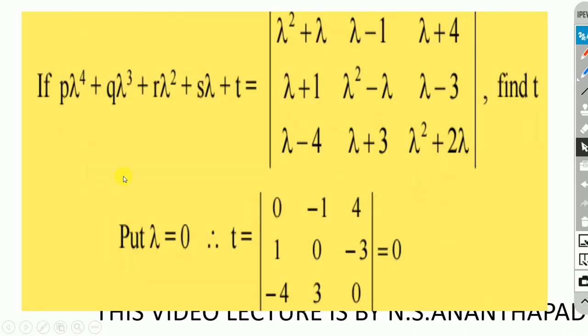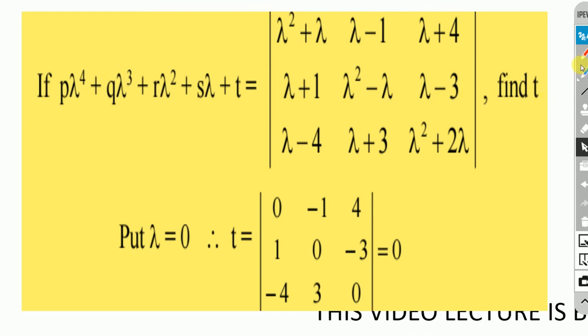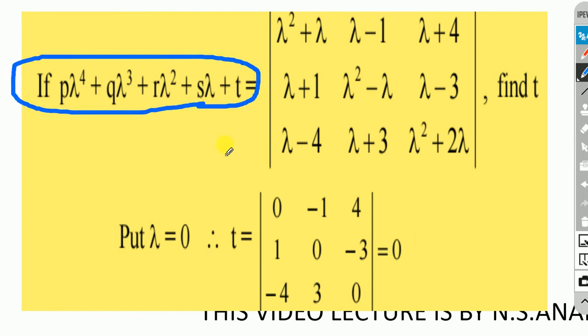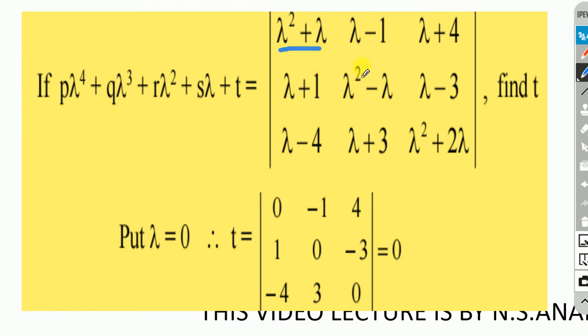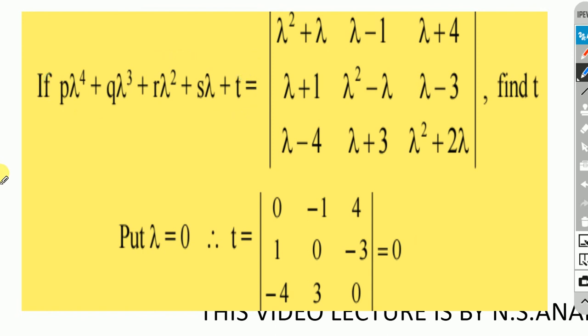If P into lambda to the power of 4 plus Q into lambda cube plus R into lambda square plus S into lambda plus T is equal to the determinant of [lambda square + lambda, lambda - 1, lambda + 4; lambda + 1, lambda square - lambda, lambda - 3; lambda - 4, lambda + 3, lambda square + 2 lambda]. Find T. So clearly this is a polynomial in lambda. Instead of x, I have lambda here, and T is nothing but the constant.